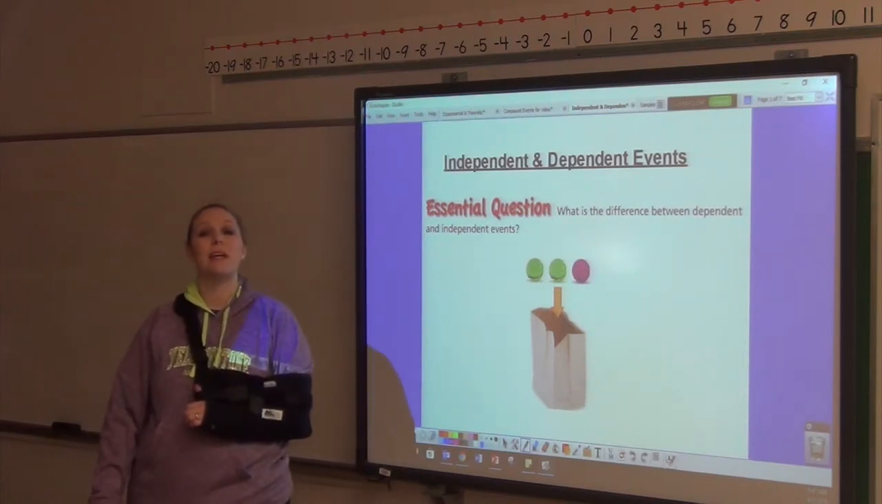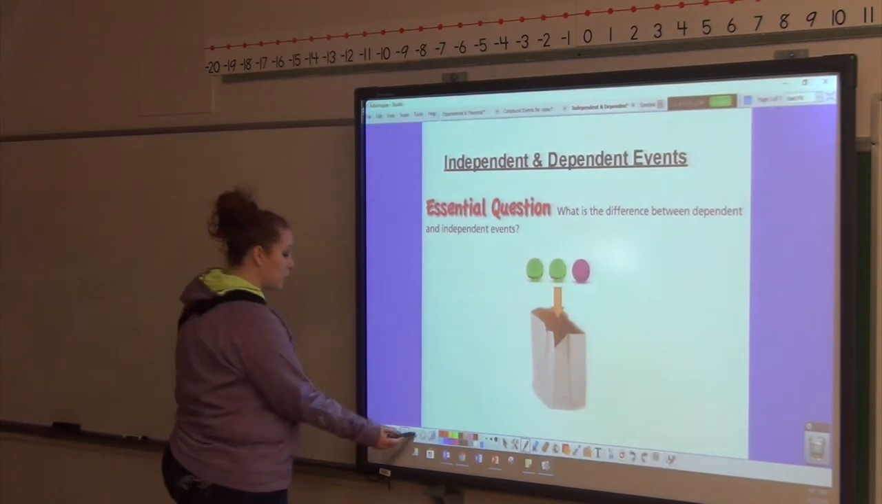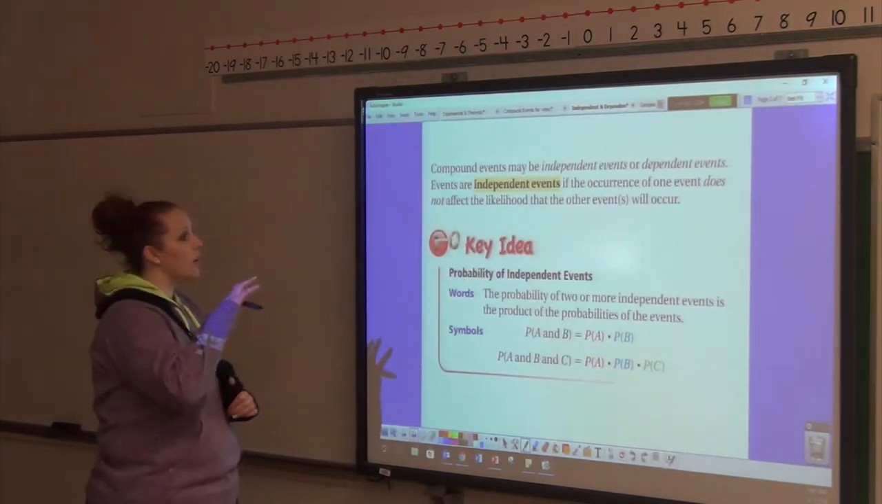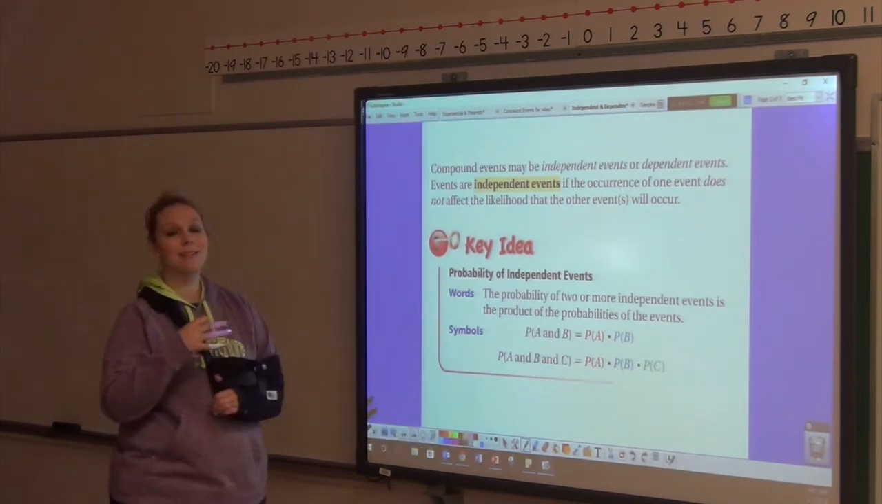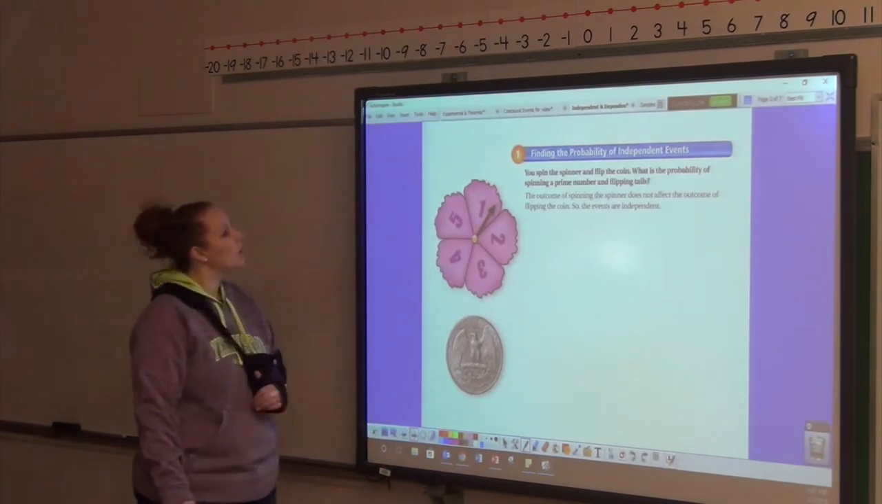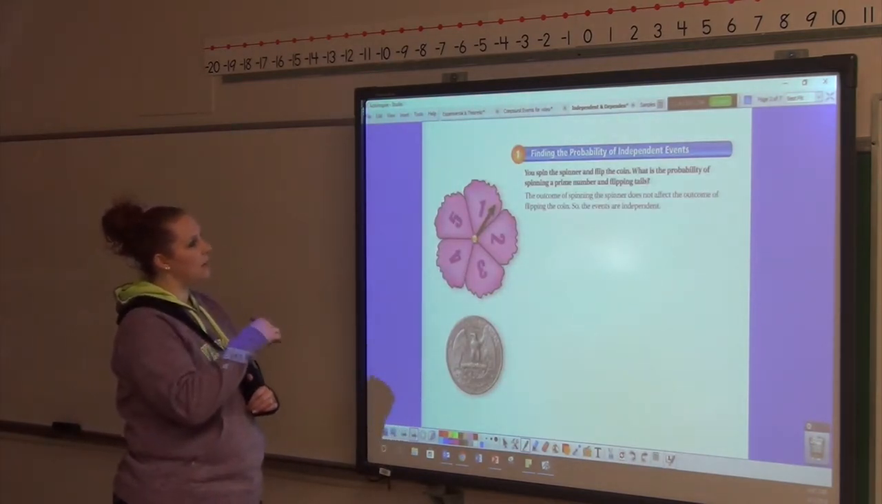Compound events can either be independent of each other or dependent on each other. And we are going to learn the difference. Independent events means that the occurrence of one event does not affect the likelihood that the other one will occur. So in this case, we've got a spinner, and we are going to spin that and then flip this coin.